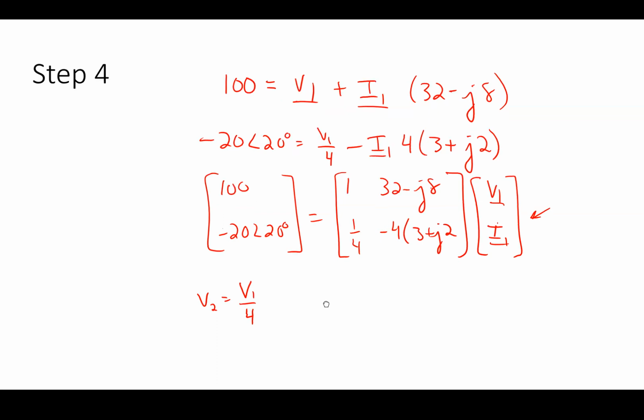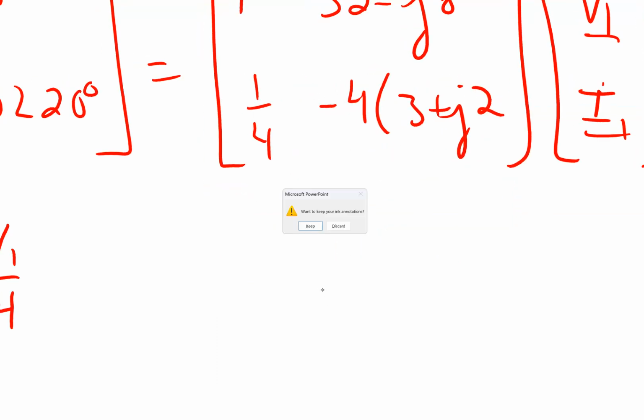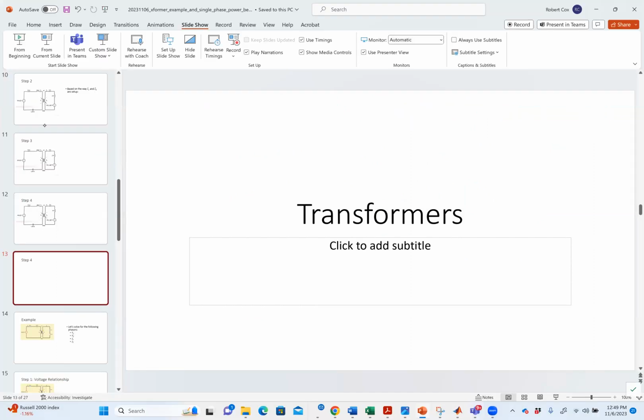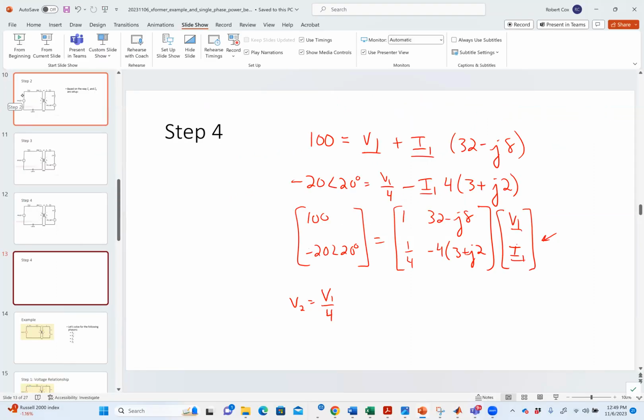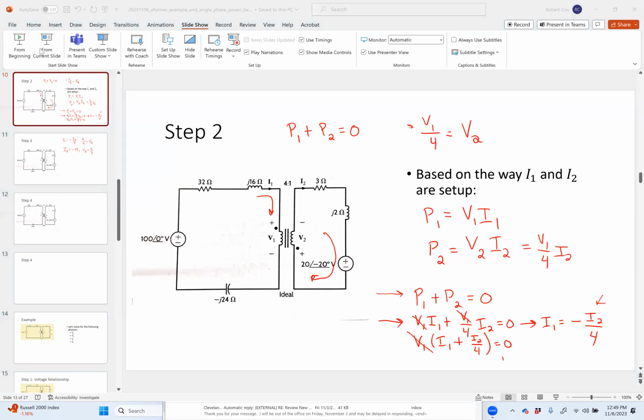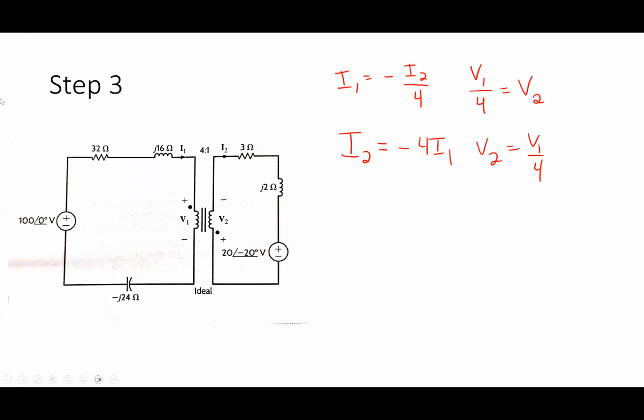And then I2, oops. Hang on. What did I just do here? Let me go back to my current slide. Okay, sorry.